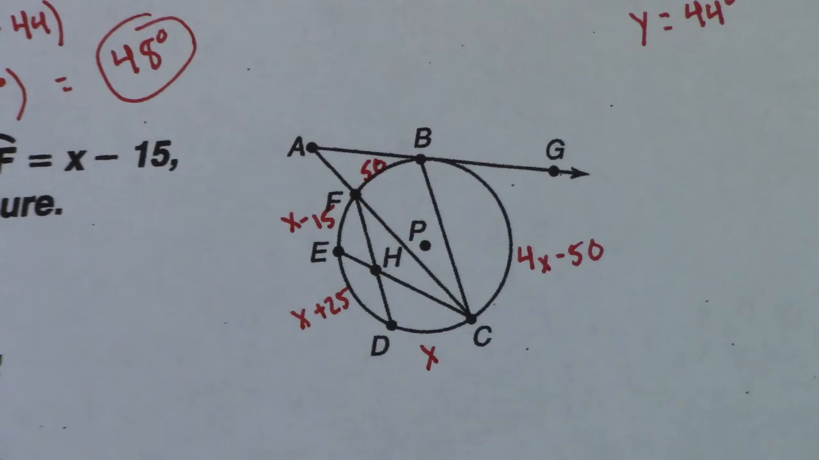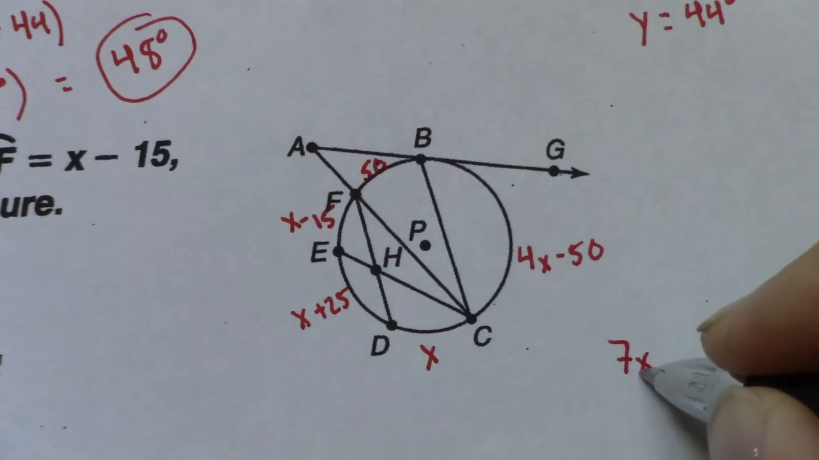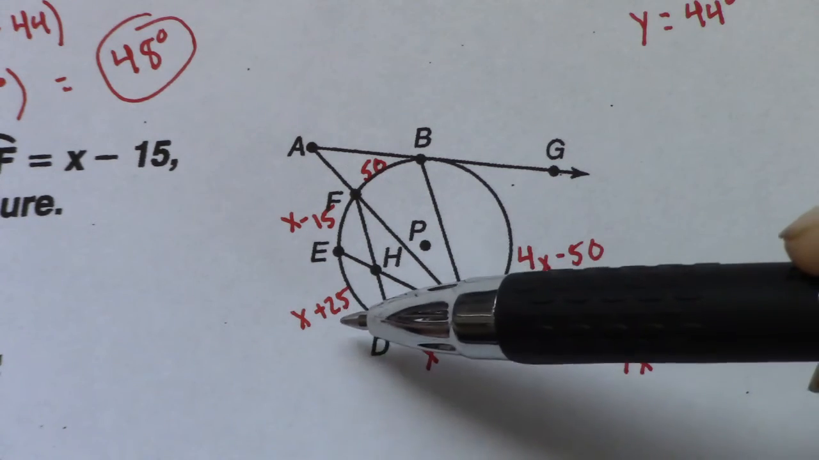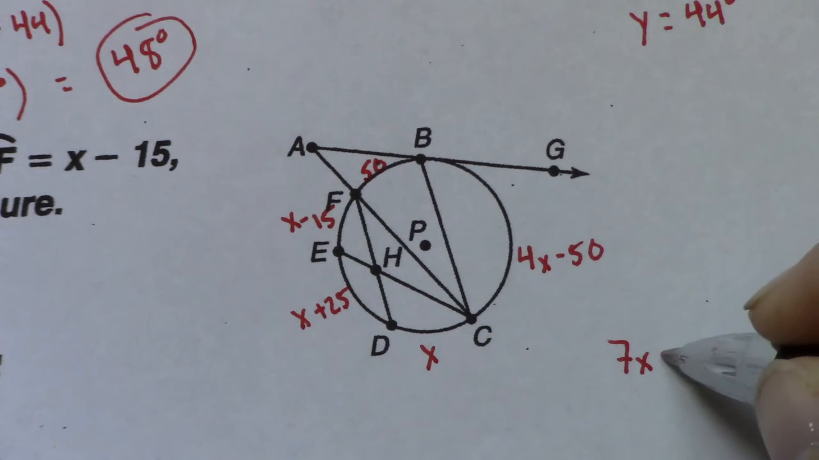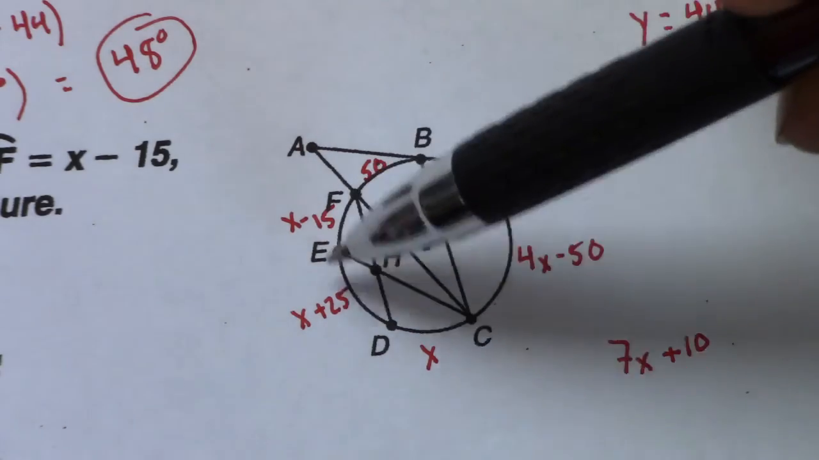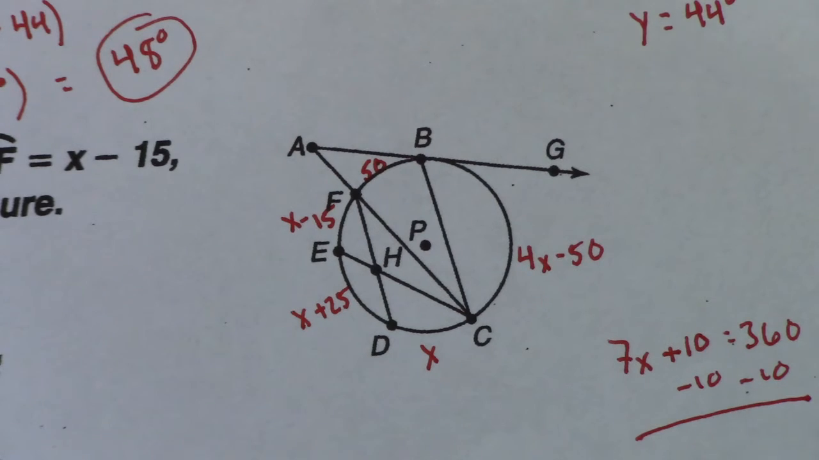I'm going to add everything up together at once. I've got x, 2, 3, a total of 7 x's. I've got minus 15 plus 25 is a plus 10. Plus 10 and 50 is 60. 60 minus 50 is plus 10. I'm going to double check that. Those cancel. 15 and 25 is a plus 10. That must be 360. And that actually works out really nice because then you subtract your 10 and you get 7x is equal to 350, which means x must be equal to 50, which is a pretty nice number.